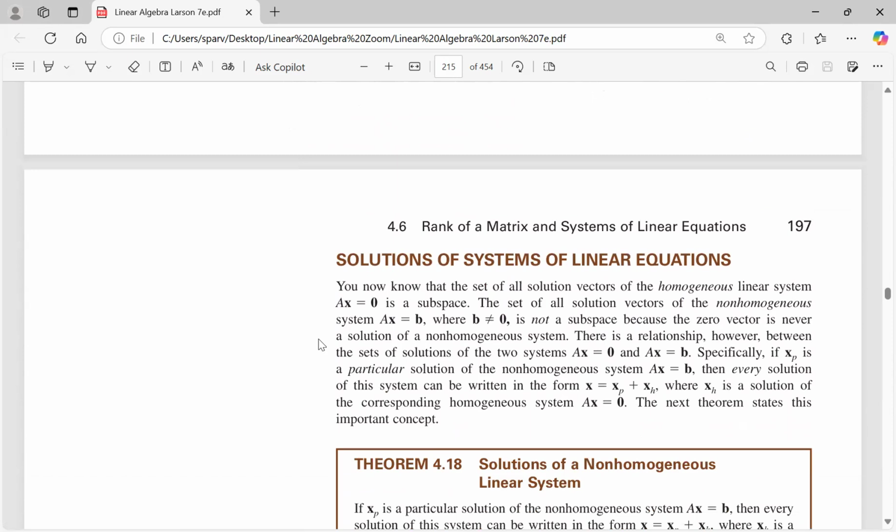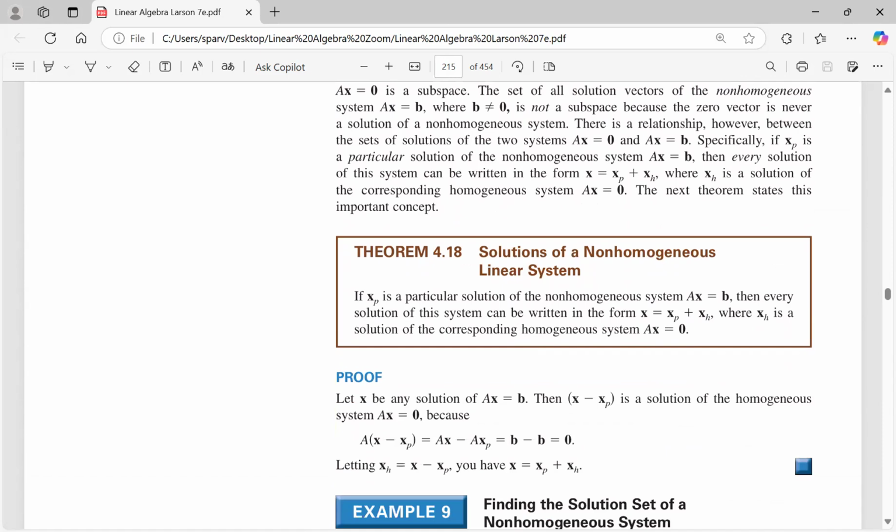And we are almost nearing the end here, folks, and then I'll give you some examples. And this one, a solution of system of linear equations. Now, for this one, if you look at the theorem, you have x equals x sub p plus x sub h.